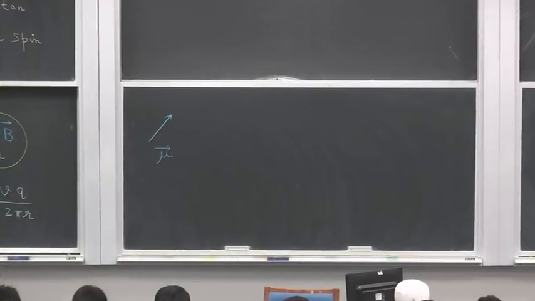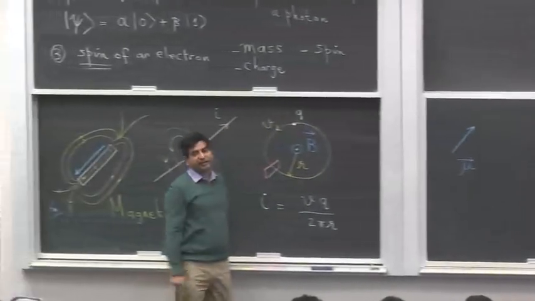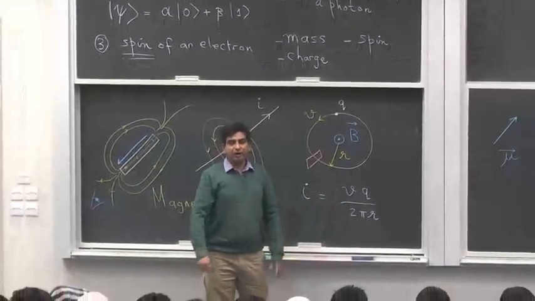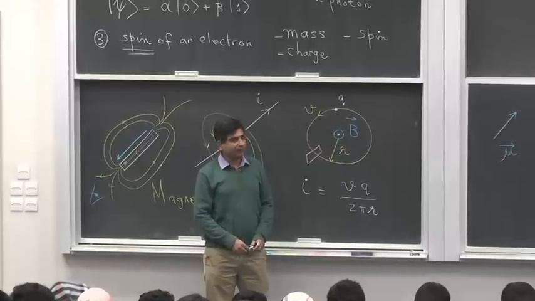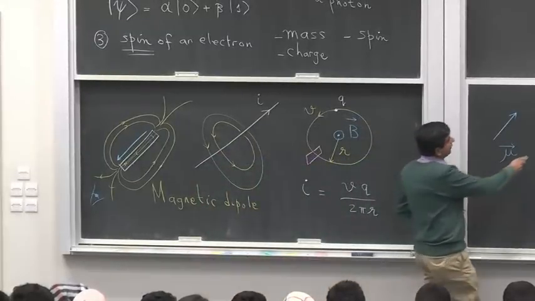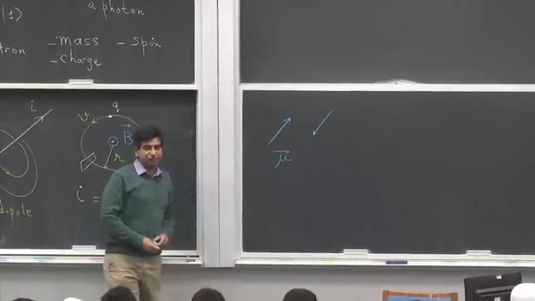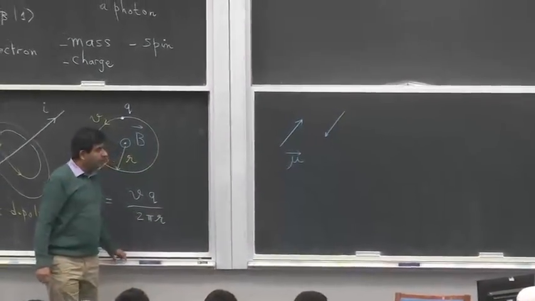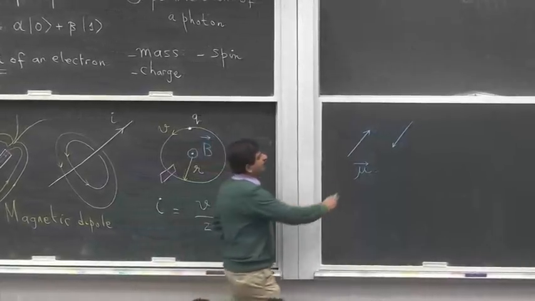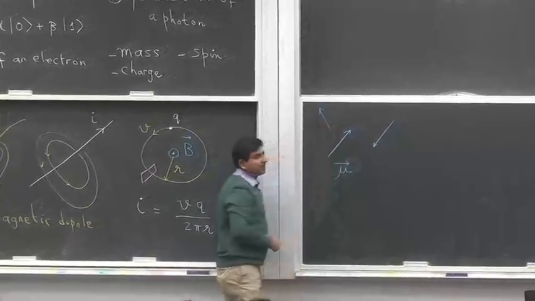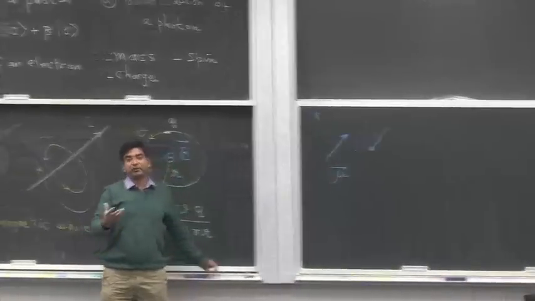If I change the direction or reverse the direction of the current here, the dipole is going to point in the opposite direction. So I can have this particular configuration or this particular configuration and so on. The dipole could point in any direction whatsoever. Now what does this have to do with spin or an electron?